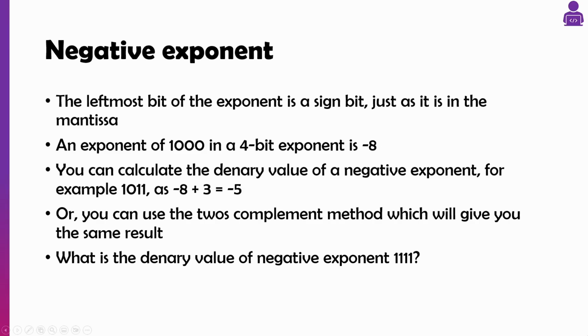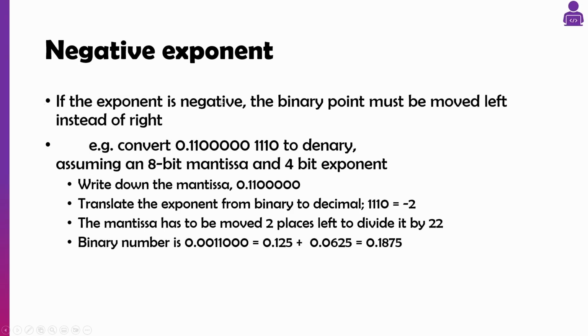So if we think about this number here, if we 2's complement it, it's going to be 1, which is actually an exponent of -1. So it means instead of moving that way, you're going to move 1 space to the left. So it says if the exponent is negative, the binary point must be moved left instead of right. So we've got a -1 there.